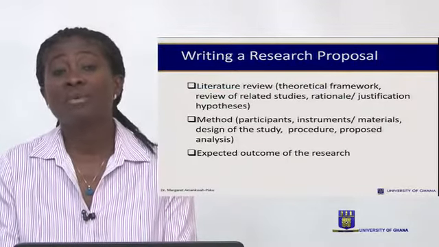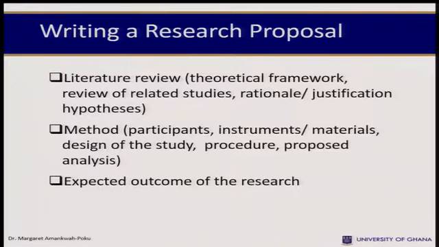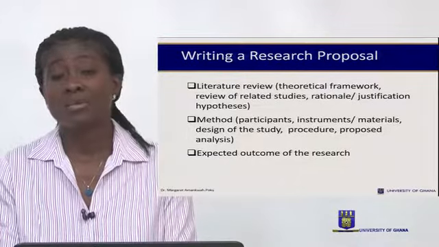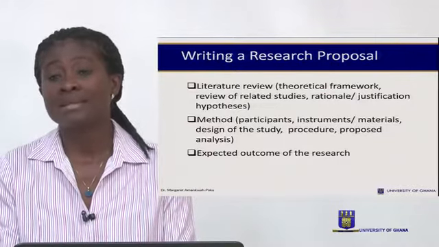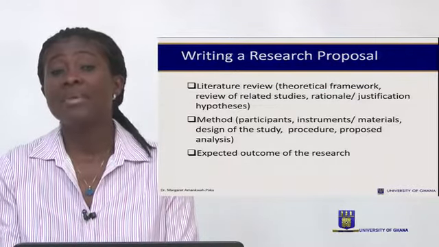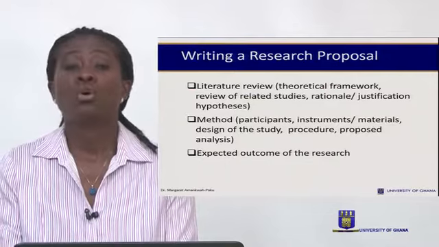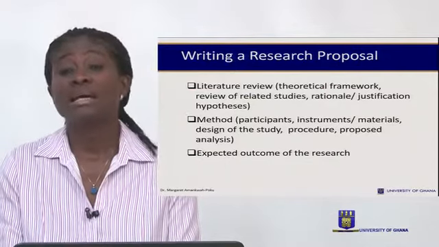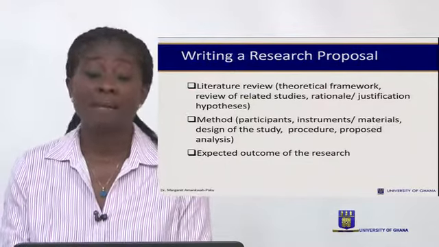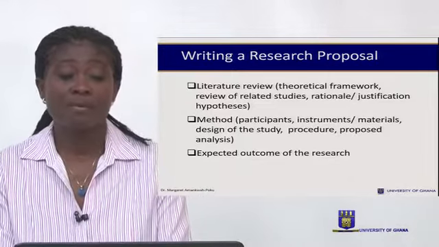You have a literature review section. Sometimes you put the introduction and literature review together as one. Then you have your method section. And remember, I said this is where the proposal ends. So in your method section, you're saying who you are testing, how you are testing them, etc. And then how you analyze your data and the expected outcome of the research.